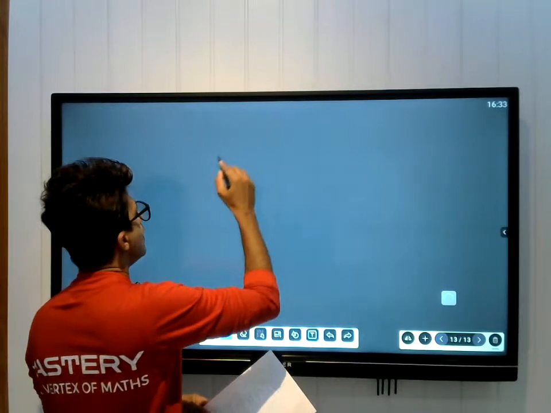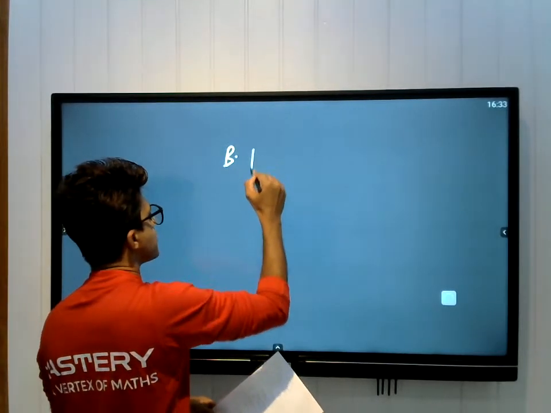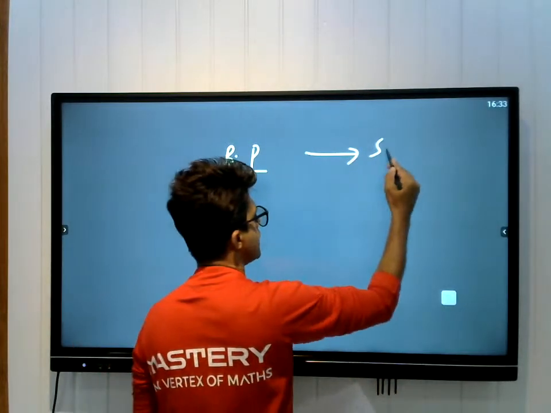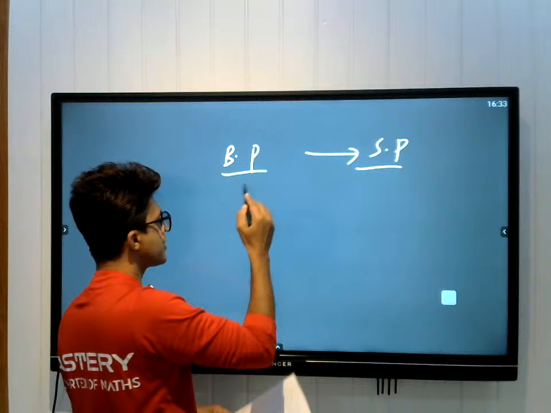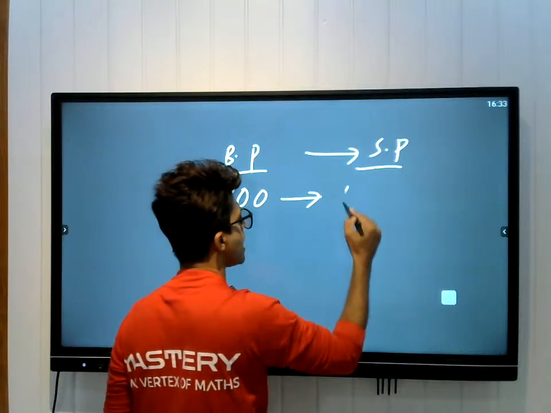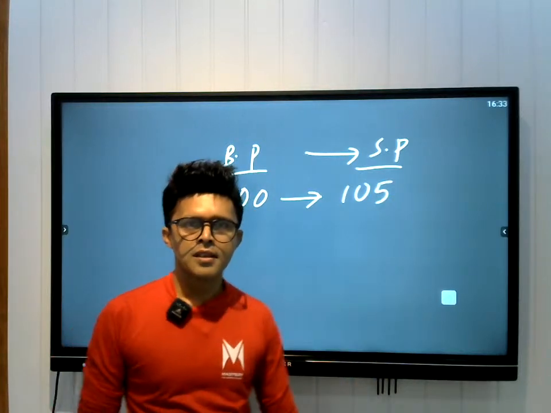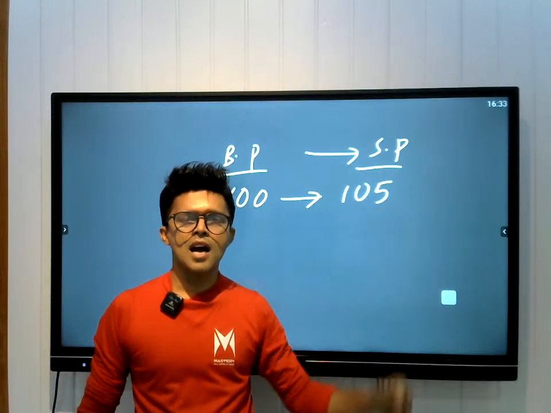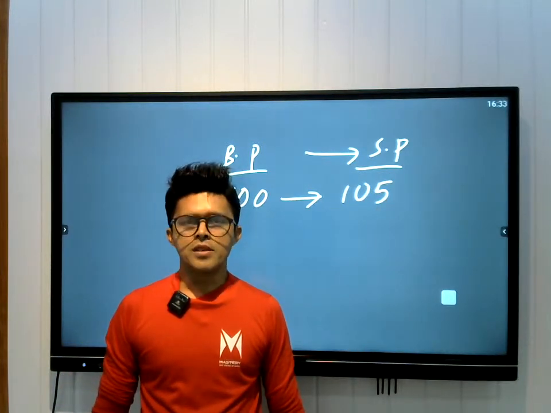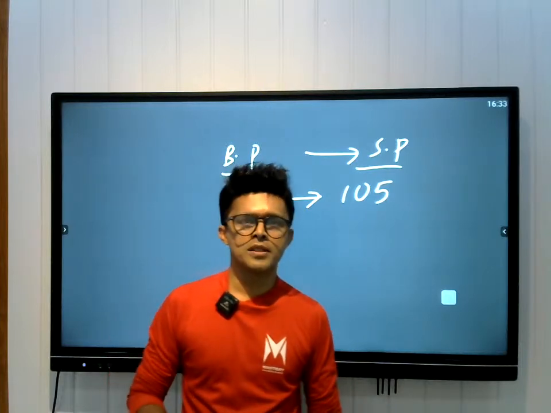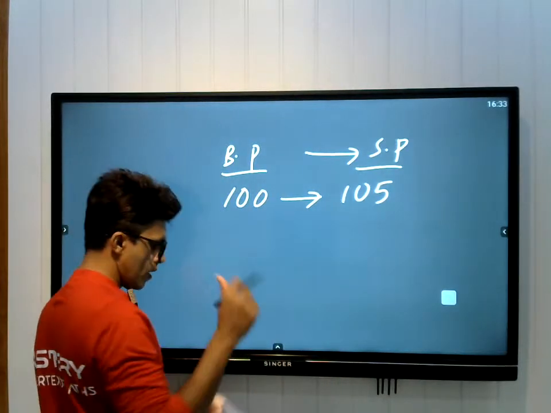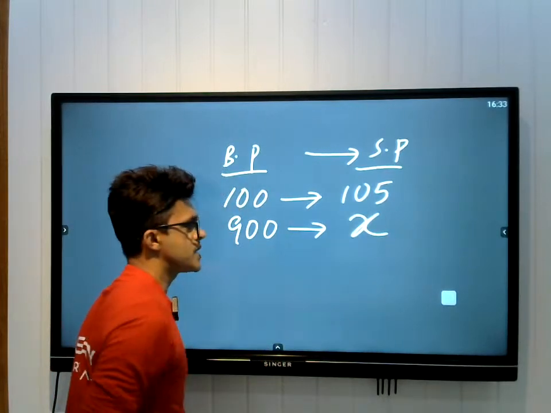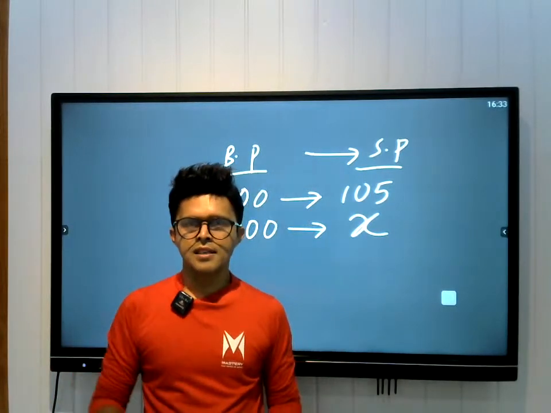if he brings the buying price of the article, I will mention that buying price is the selling price. Then if he brings the article for 100 rupees, he sells that article for 105 rupees. If the buying price is 100 rupees, he sells the article for 105 rupees. So the buying price is 900 rupees. Then this is the selling price. We take the selling price as X. This is the second method.